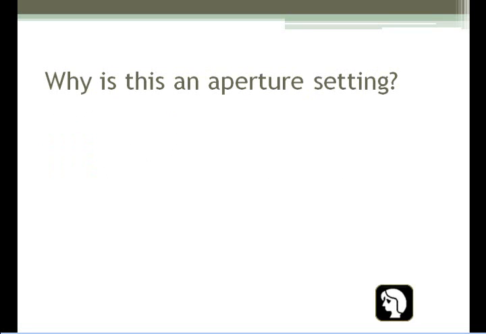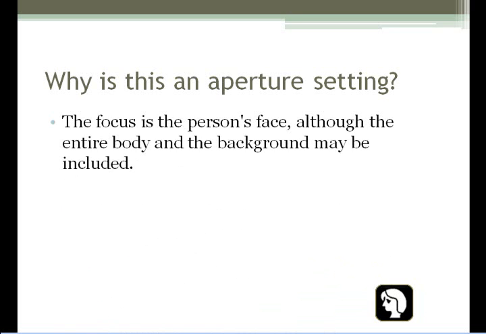Why is this an aperture setting? You will recall when we started talking about aperture that I have in our course outline grouped all of the icons, the modes that our cameras have, especially our point and shoot cameras, to go with aperture. This is one that focuses on aperture. And why is this an aperture setting? The focus is the person's face, although the entire body and the background may be included.